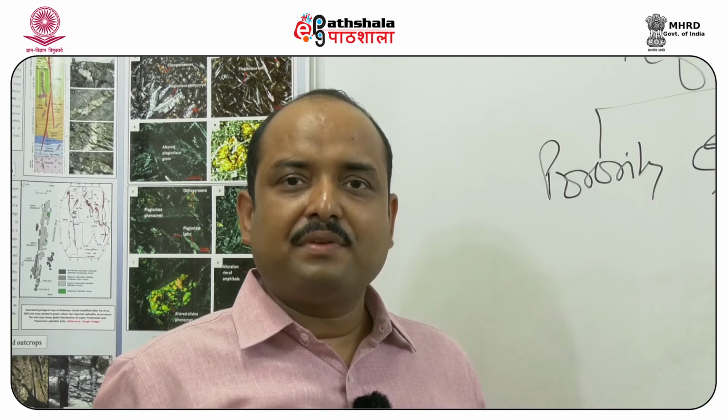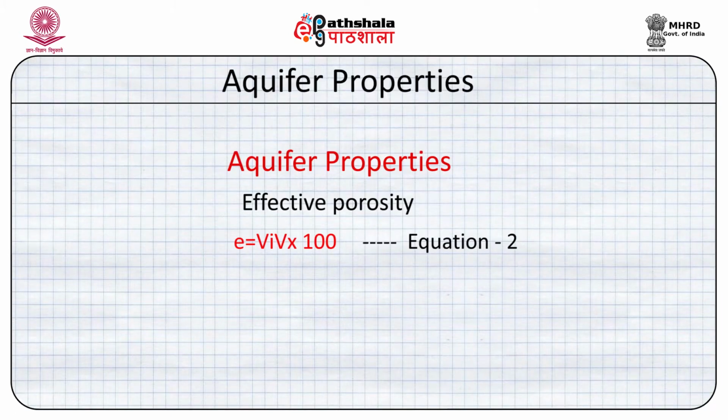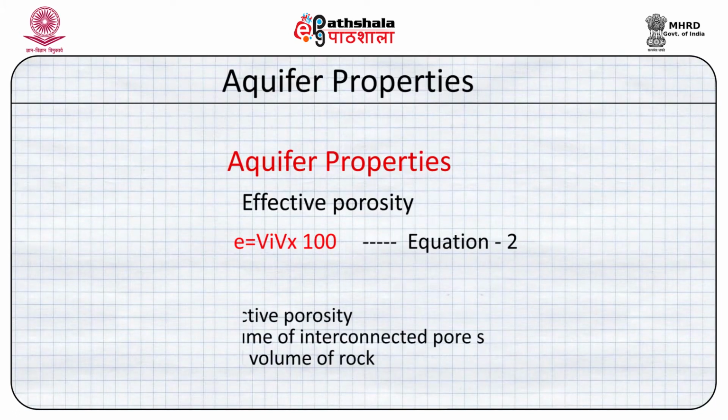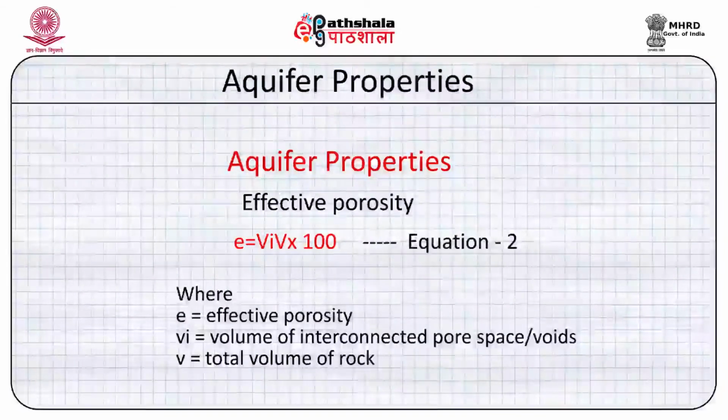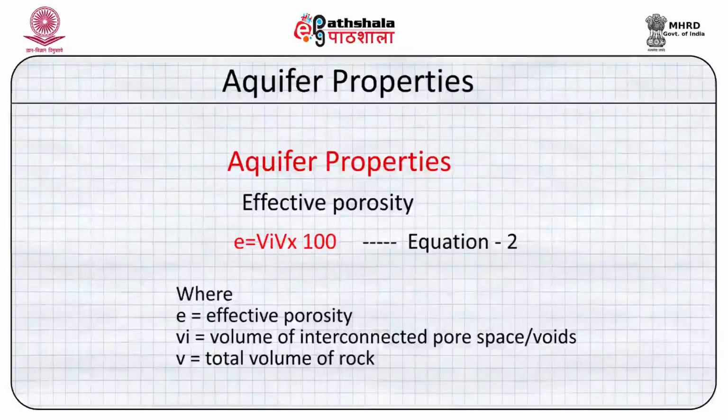You have a look at equation 2. It is explained there. Here E on the left is effective porosity. Vi in numerator is volume of interconnected pore space, voids. V in denominator is total volume of rock. It's as simple as that. It matters in transmission of water.